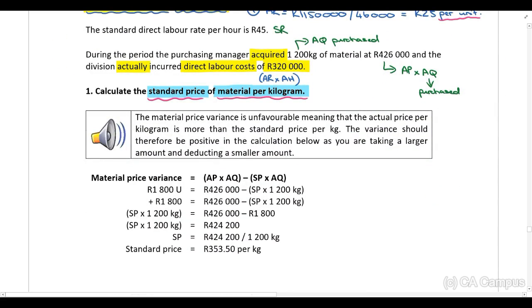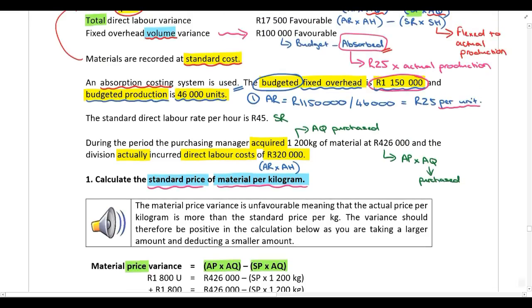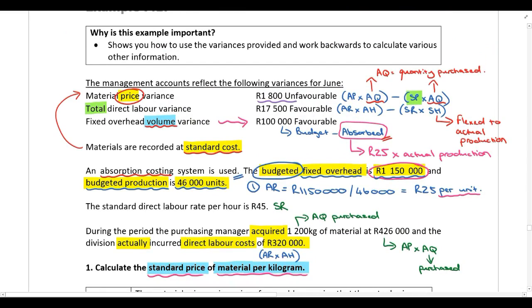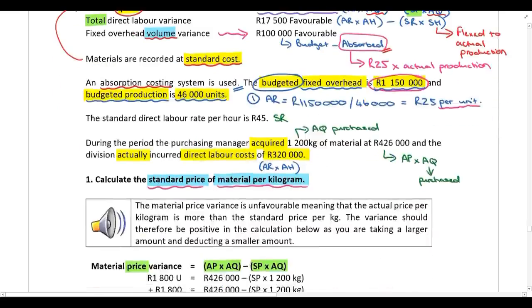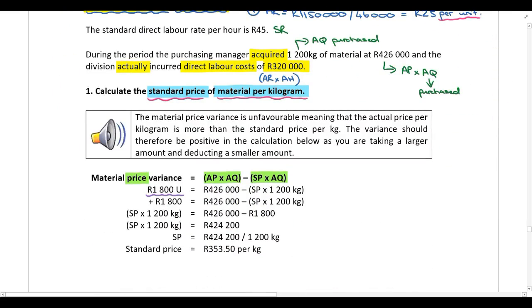So start by writing out your formula. That's how we calculate the material price variance. Then input all of the information that you have. We know that the price variance is 1,800 Rand unfavorable. So that is your price variance.